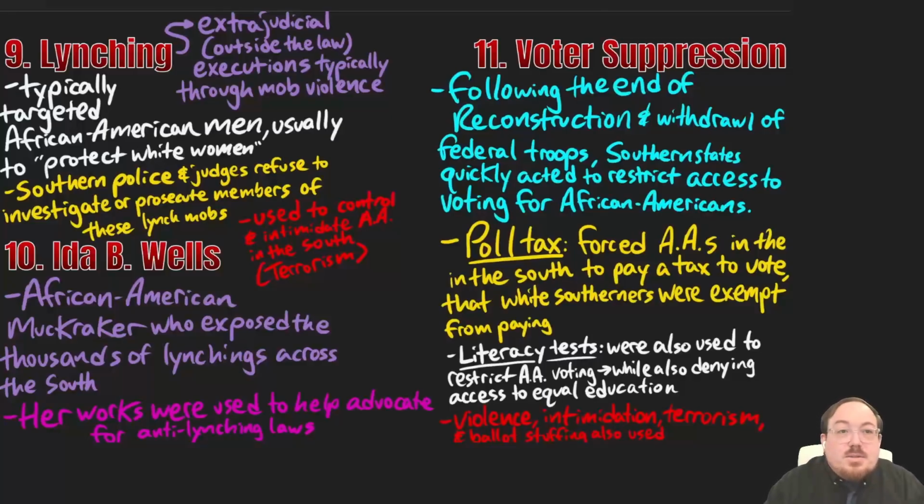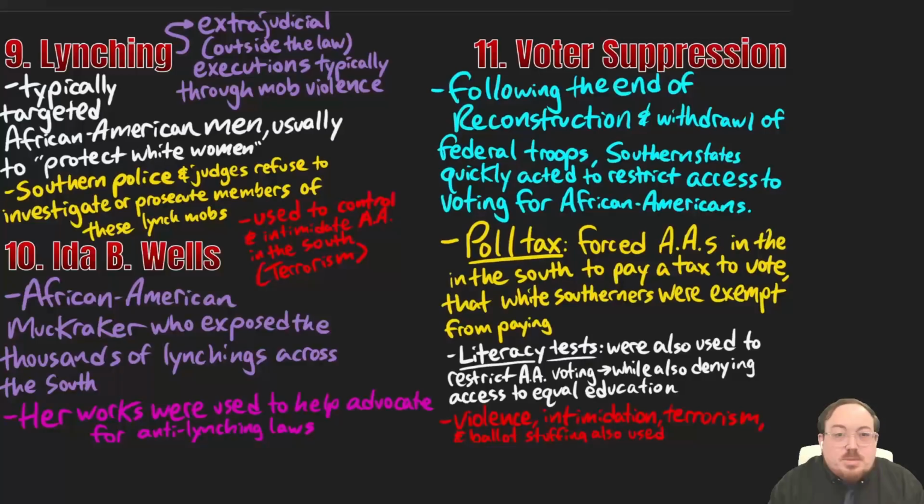And it was a way to intimidate African Americans in the South, which is a form of terrorism. And because a lot of those in charge at the time, both the police and the judges and other leaders in the communities in the South, were either supporters of or sometimes even members of these mobs, they would not face justice. They would not be investigated or prosecuted. And so lynching will continue from the end of Reconstruction. It was, of course, quite common during Reconstruction as well, and continued all the way until the 20th century.